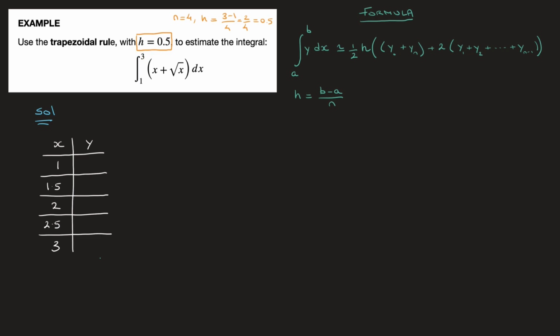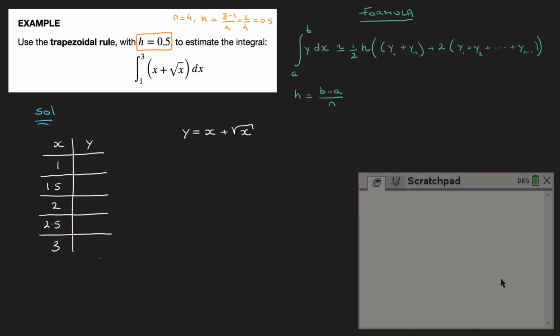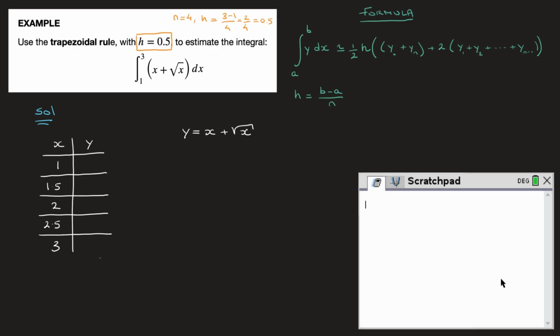All right, now we need to calculate each of these x values' corresponding y value. And for that, we use the function that we're trying to integrate, so x plus the square root of x. In other words, each y value will be calculated with y equals x plus the square root of x. And of course, we can use a calculator here. And so for x equals 1, we'll have y equals 1 plus the square root of 1. And you can use the calculator if you want, but that's going to equal 2. So I can already write that value in the table. That will be 2 here.